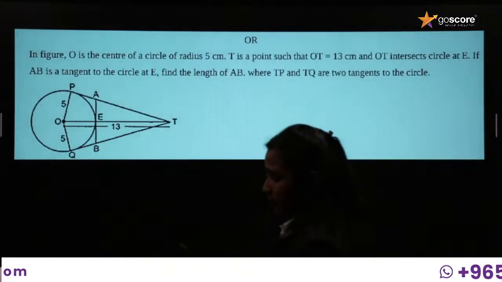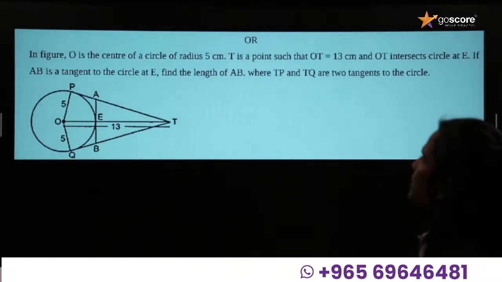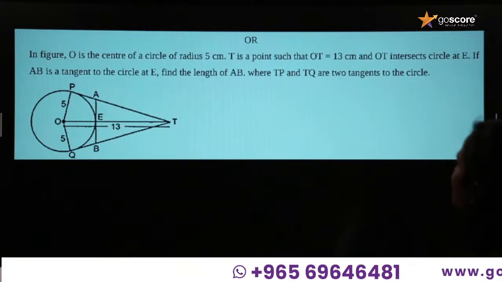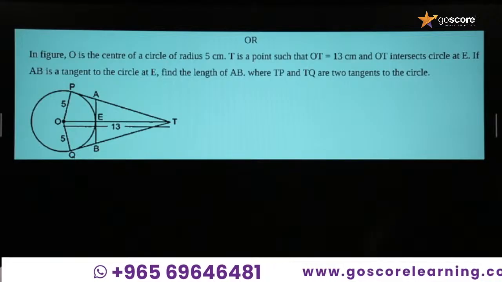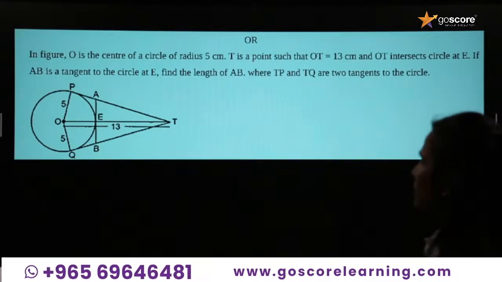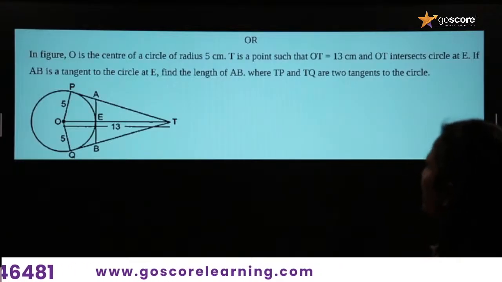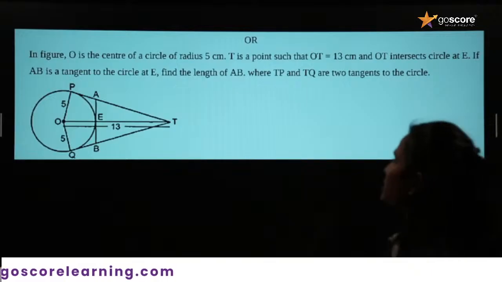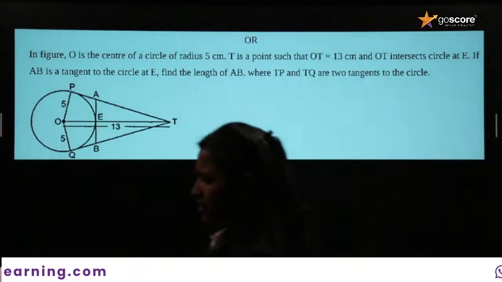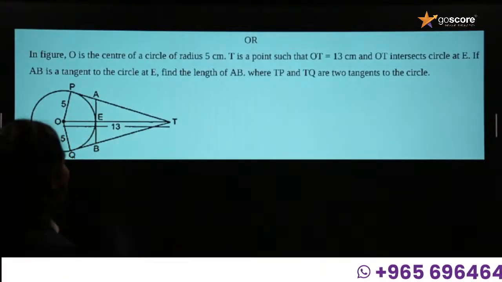Now, next question. In the figure, O is the center of the circle of radius 5 centimeter. T is a point such that OT equal to 13 centimeter and OT intersects the circle at E. If AB is tangent to the circle at E, find the length of AB. TP and TQ are two tangents to the circle. This is a bit confusing, right? But it is simpler than the previous one.